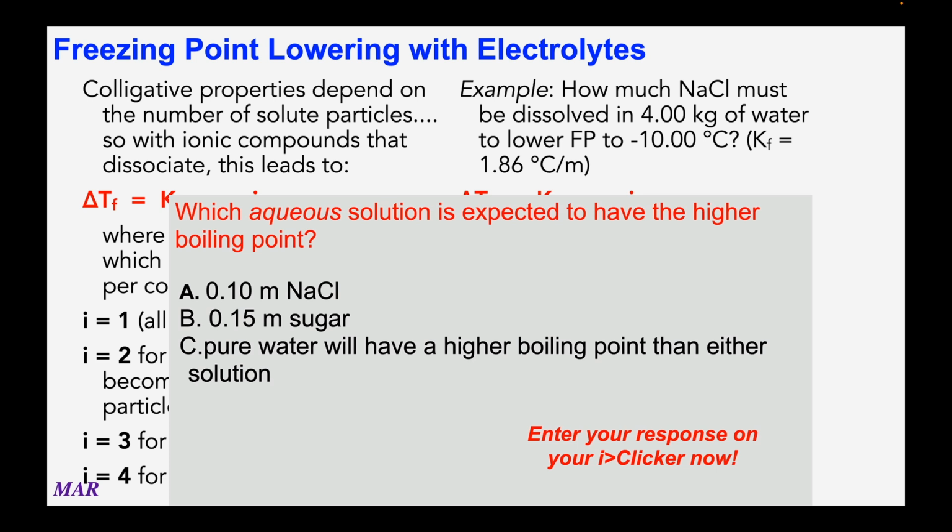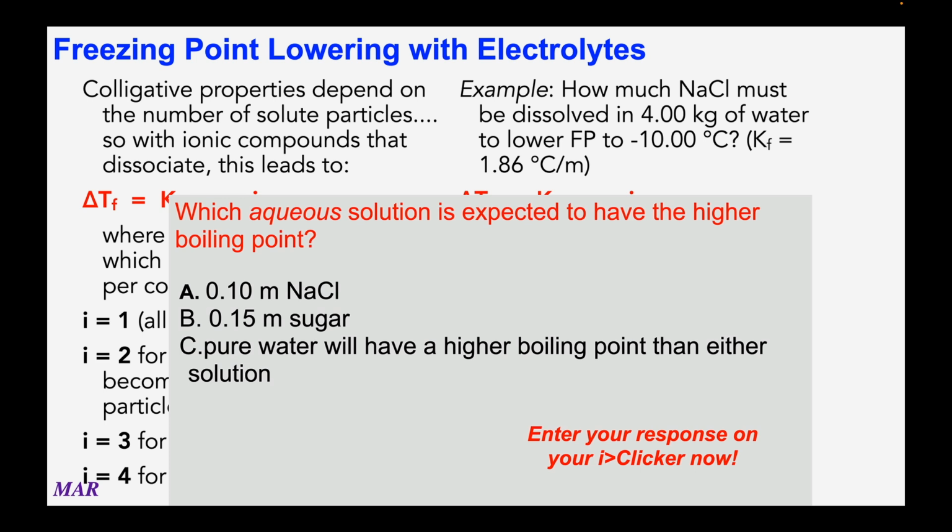All right, boiling points will get higher in solutions, not lower. So answer C is out. And then if you look at those two molality values, 0.15 molal for sugar is higher than 0.10 for sodium chloride, and it might be tempting to say the sugar is higher. Higher m should give you higher delta T, which is a bigger boiling point.